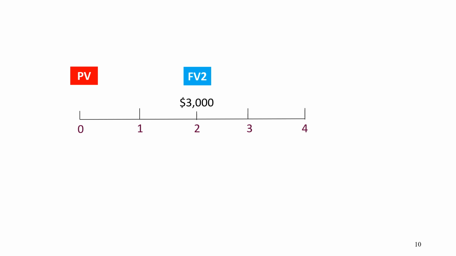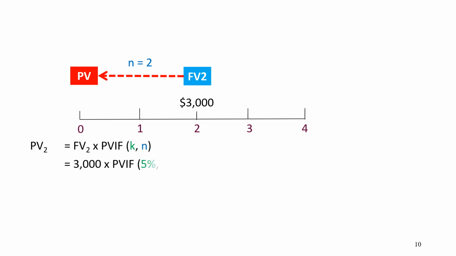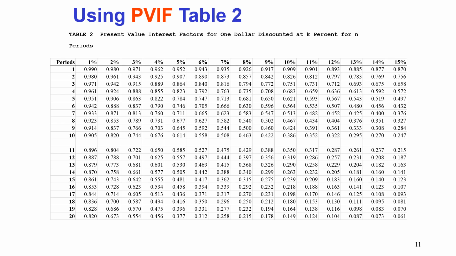Now look at FV2. We're going to discount it to PV, so we are finding PV. There are 2 discounting periods, so N is 2. Using this formula, substitute the figures in, refer to the table. Make sure you get the right table.